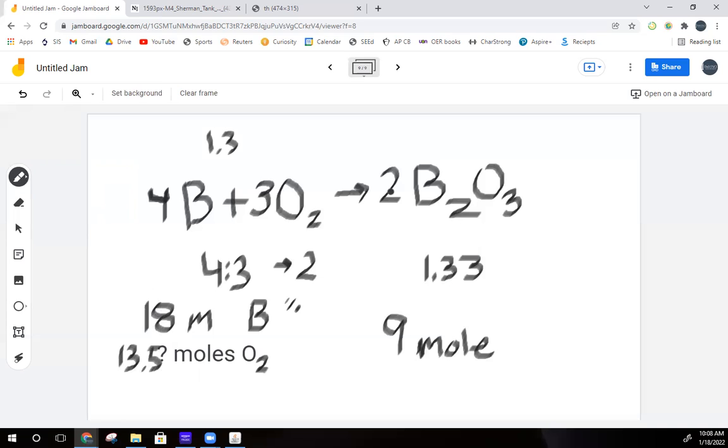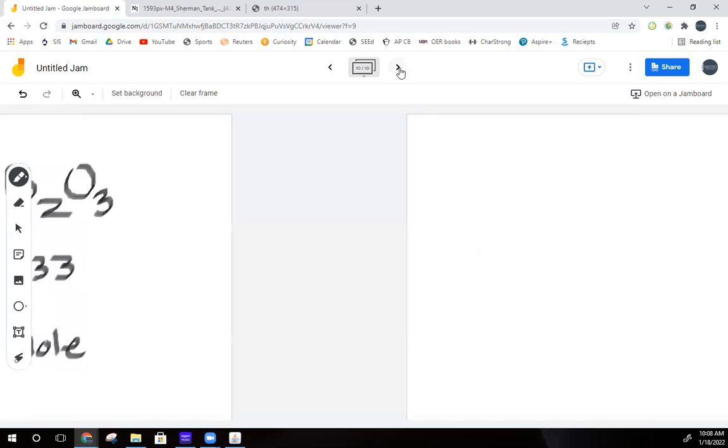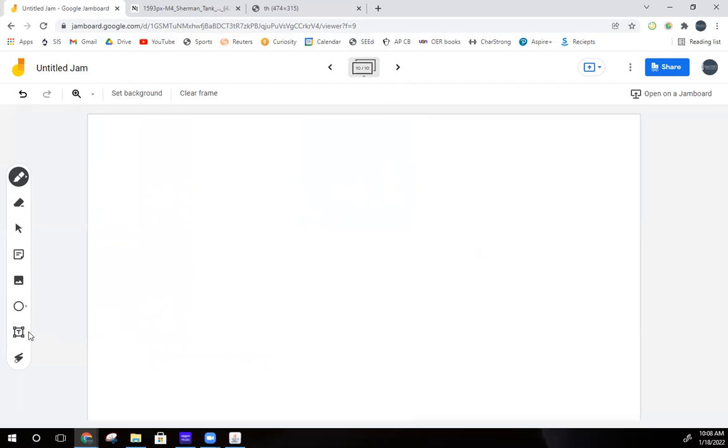And then if we look at this, how many moles of diboron trioxide are we going to get? Well, the ratio between these two is 4 to 2, which is really just 2 to 1, right? So if we have 18 moles of this, then we know we're going to get half as much of this out. Okay. Now, to the practice problems.